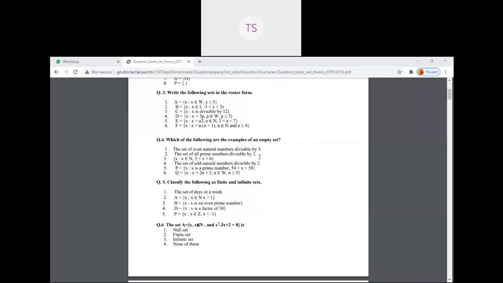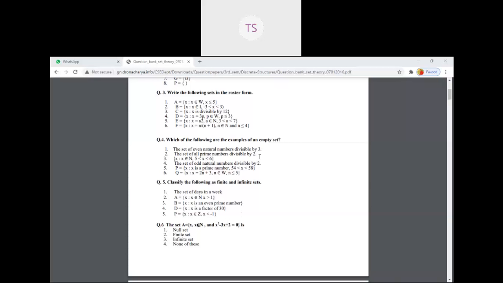So option 3, question number 3, is an example of an empty set. I can change this a little bit and ask: X belongs to capital N and X lies between 10 and 11. Between 10 and 11, we are not getting any natural number, so again that one will be an example of an empty set. So you have to be clear about what are natural numbers, whole numbers, integers, then real numbers.